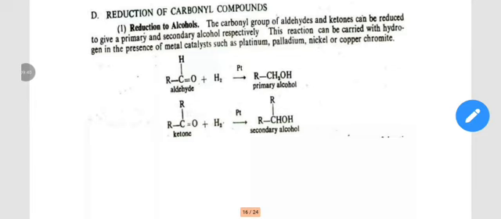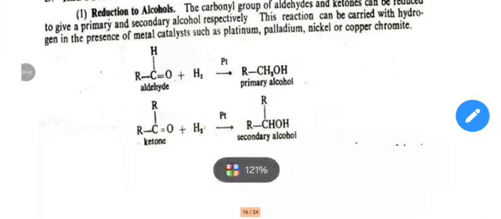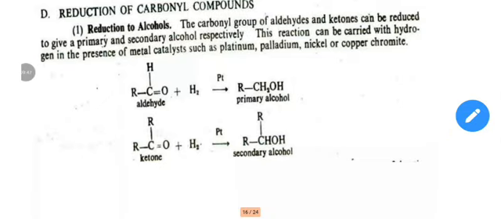Next, reactions of carbonyl compounds. Reduction to alcohols. The carbonyl group of aldehydes and ketones can be reduced to give a primary and a secondary alcohol respectively. This reaction can be carried out with hydrogen in the presence of a metal catalyst such as platinum, palladium, nickel or copper chromate.